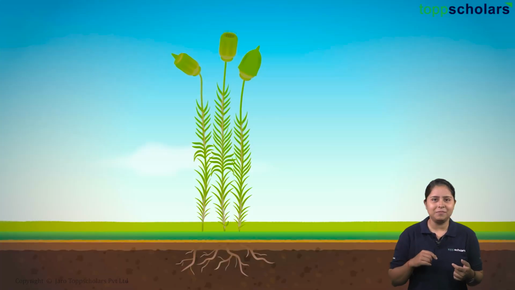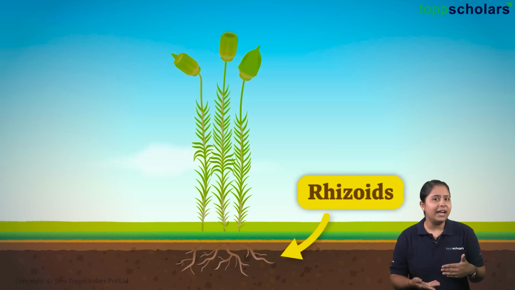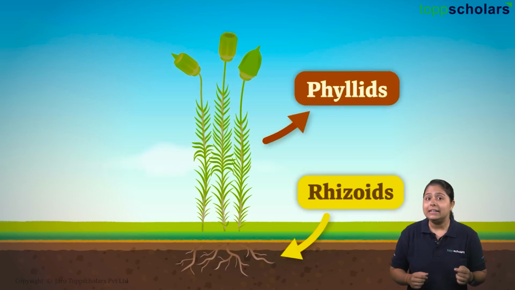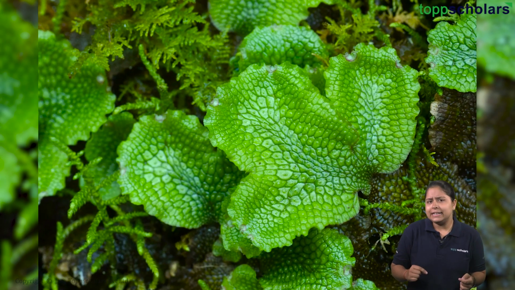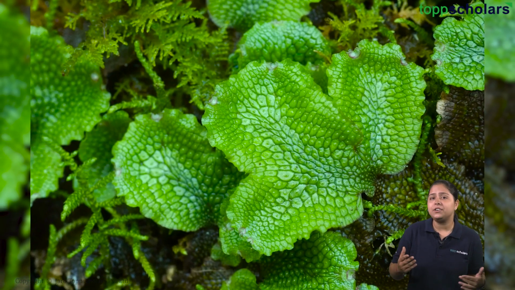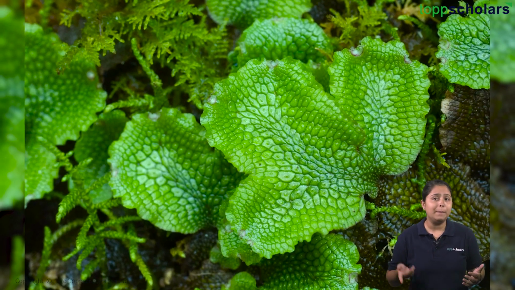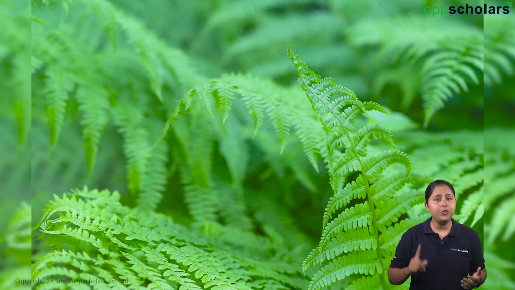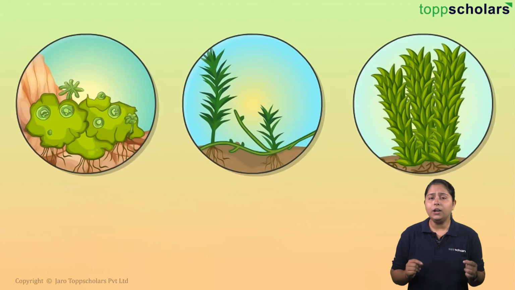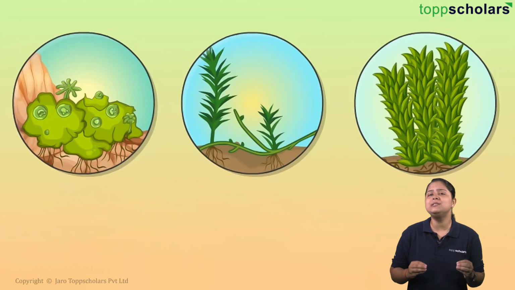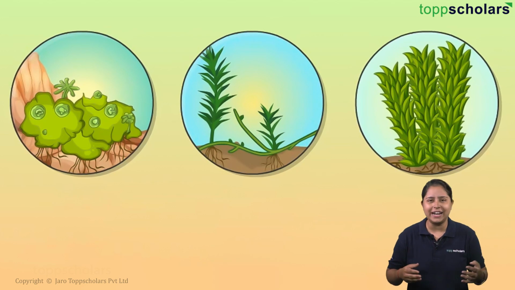Let's zoom in. Bryophytes have leaf-like or stem-like parts. These are rhizoids that seem like roots. We can see that their structure is flat, ribbon-like and long. But remember, they don't have true roots and stems and leaves. There are over 24,000 species of bryophytes.